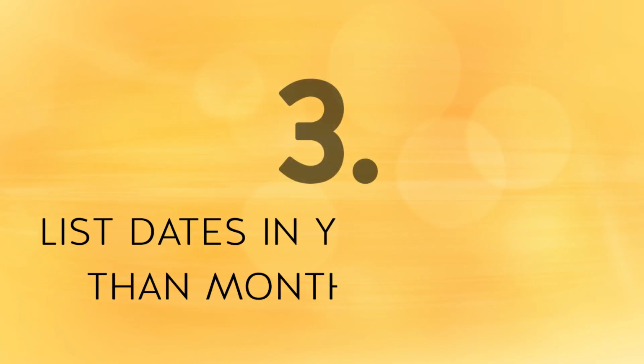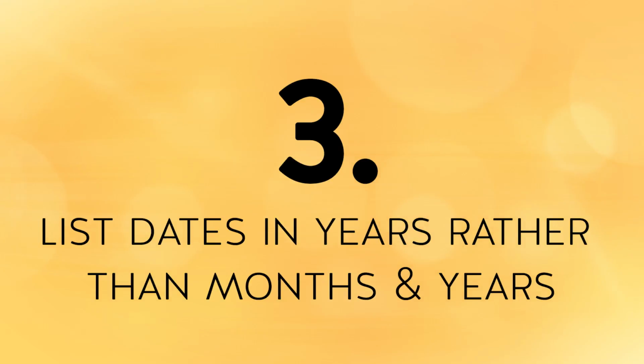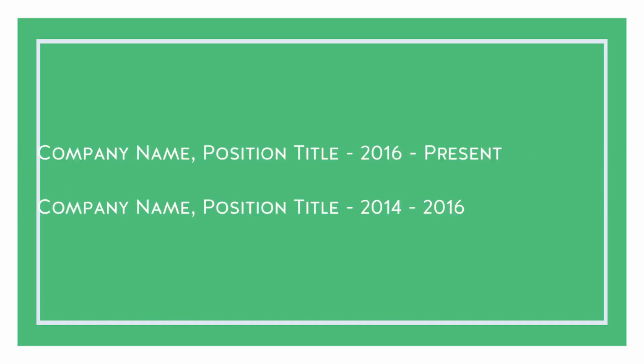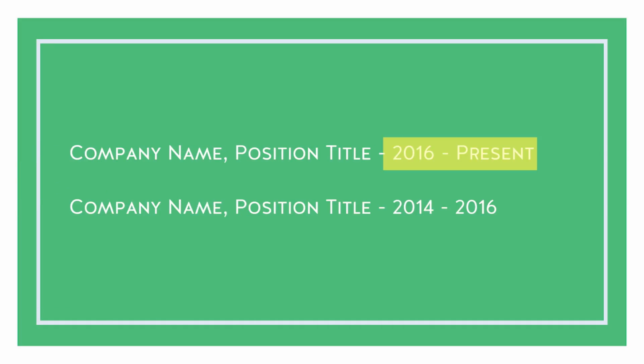Mention what your greatest accomplishments have been in the industry and what you can do to solve some of the company's largest problems. Tip number 3, list dates in years rather than months and years. For example, let's say that you were employed in a position from January of 2014 to March of 2016. And then let's say that your next position didn't start until later that year, December of 2016. What you could do is list 2016 through present on your most recent position, and then 2014 to 2016 on the position prior to that.